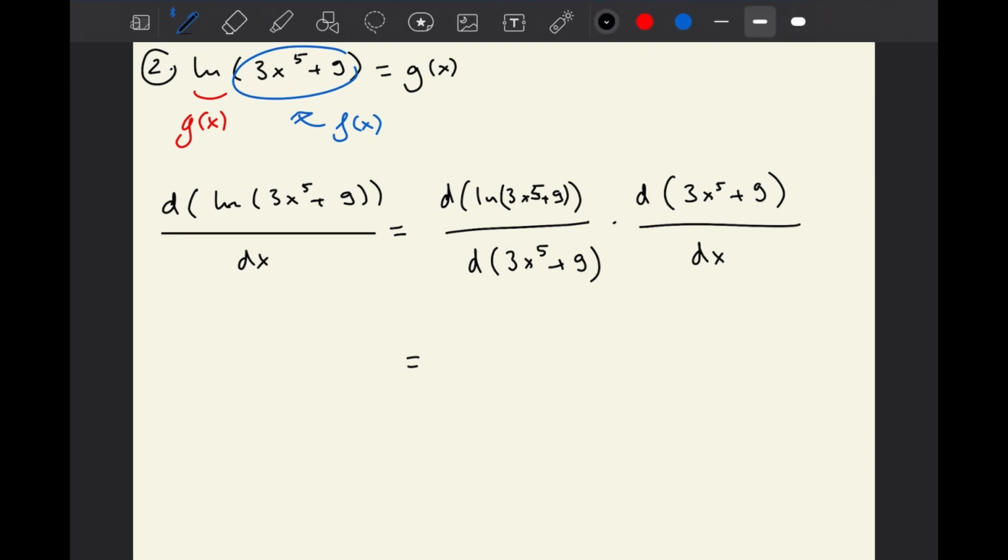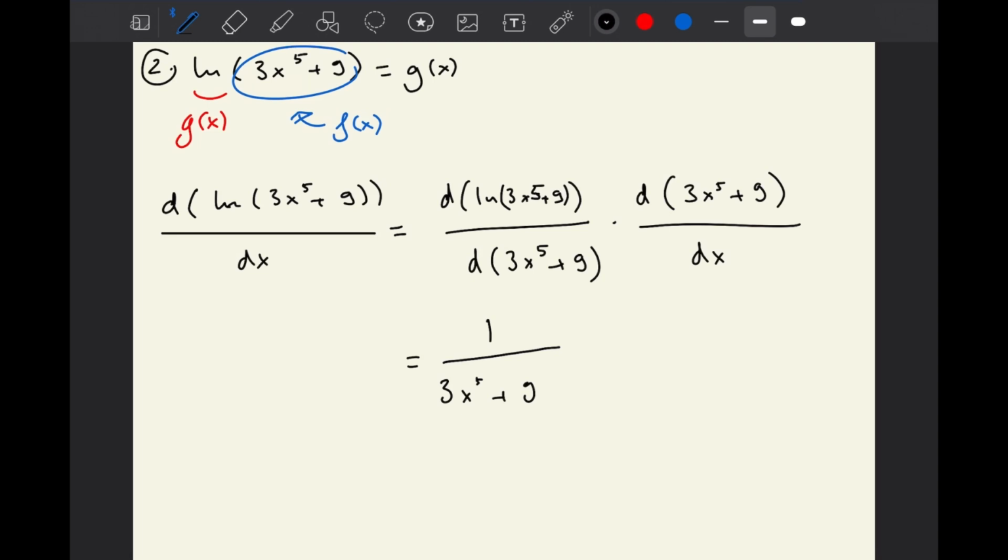And it might seem a bit unintuitive to apply this to a notation, right? dy dx. Most of the time you view this as notation and almost never do you view this as a fraction. But in this case, it's very useful to open your eyes and realize that this is also a fraction. So the derivative of the natural log is 1 over x, but in this case, our x is 3x to the power of 5 plus 9.